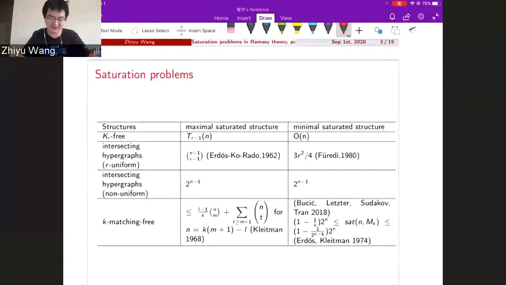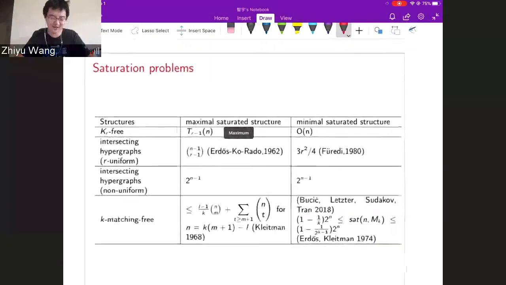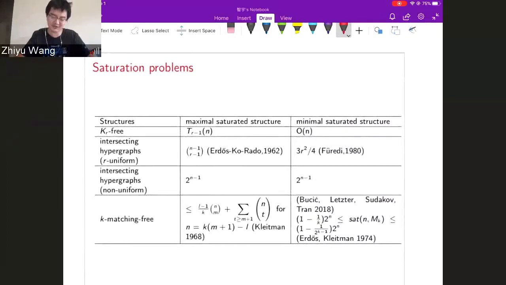settings. As long as we have a structure, a discrete structure, and we have some property, some restriction, we can always ask what is the extremal number, and then what is the saturation number. So extremal is the maximal, while saturation is the minimal. For K_r-free, we know that the extremal is the Turán graph, the size of the Turán graph, and then the saturation is linear.